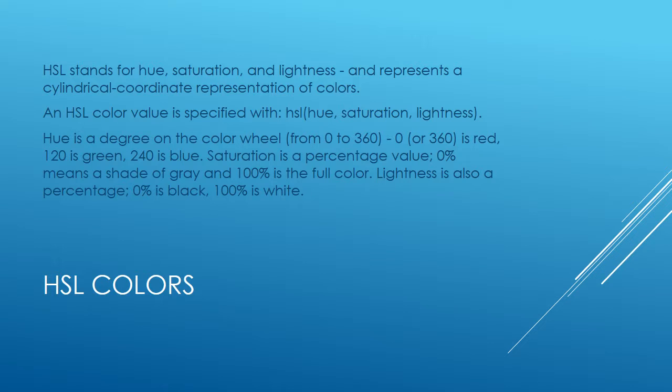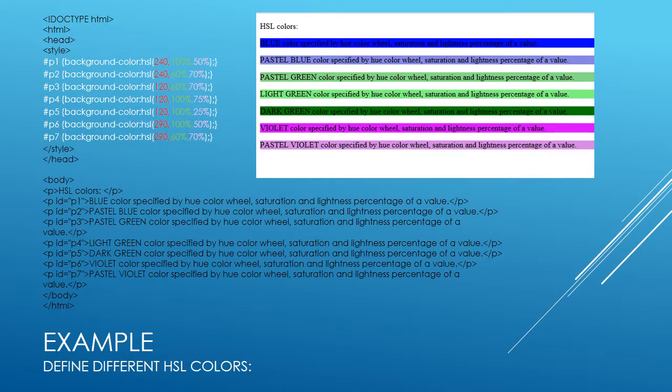Saturation is a percentage value, 0% means a shade of gray and 100% is the full color. Lightness is also a percentage, 0% is black, 100% is white. Example: different HSL colors.